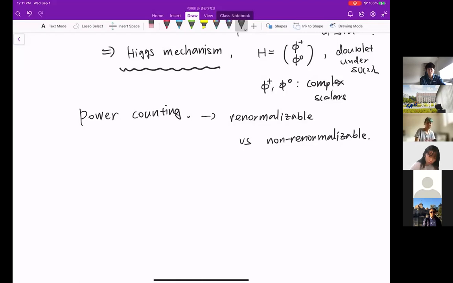Maybe Songxi has a lot of money to buy books. Maybe if you want, you can buy this. This is Effective Field Theory by Cliff Burgess.